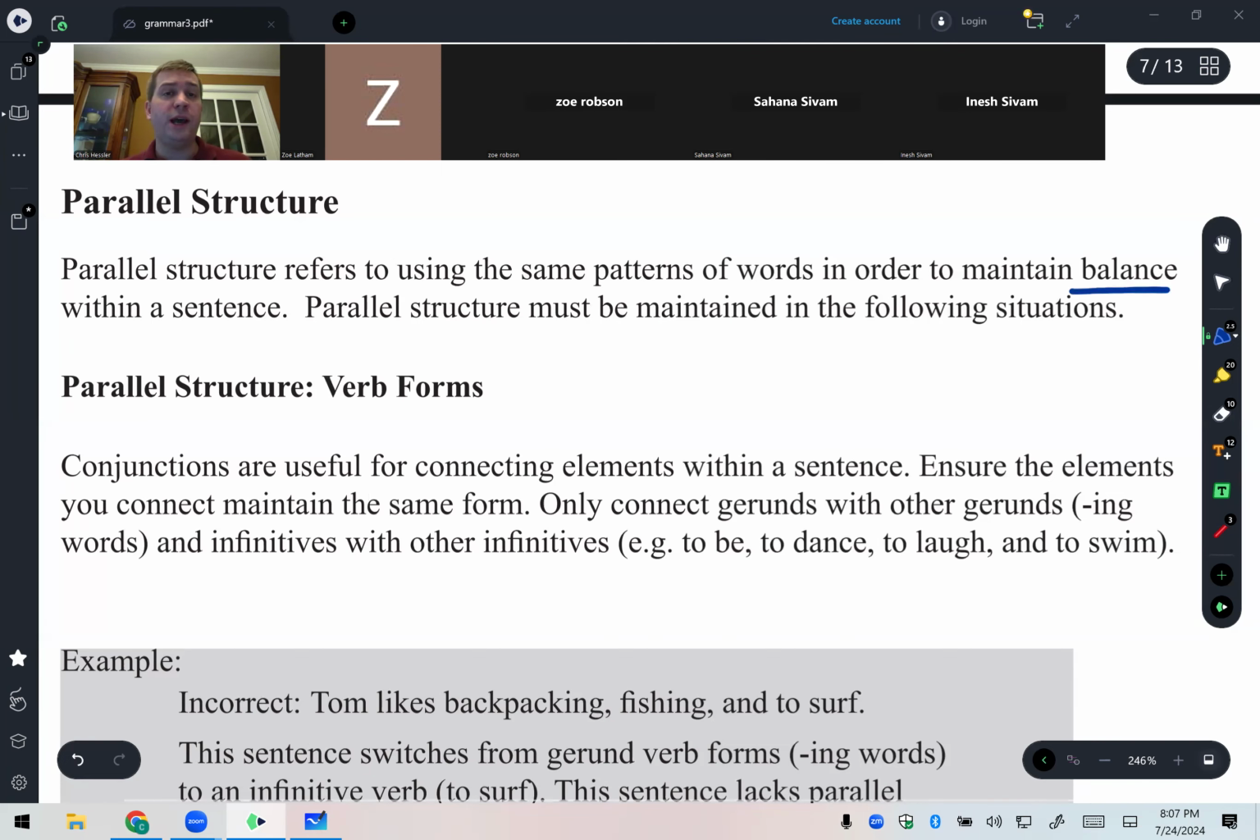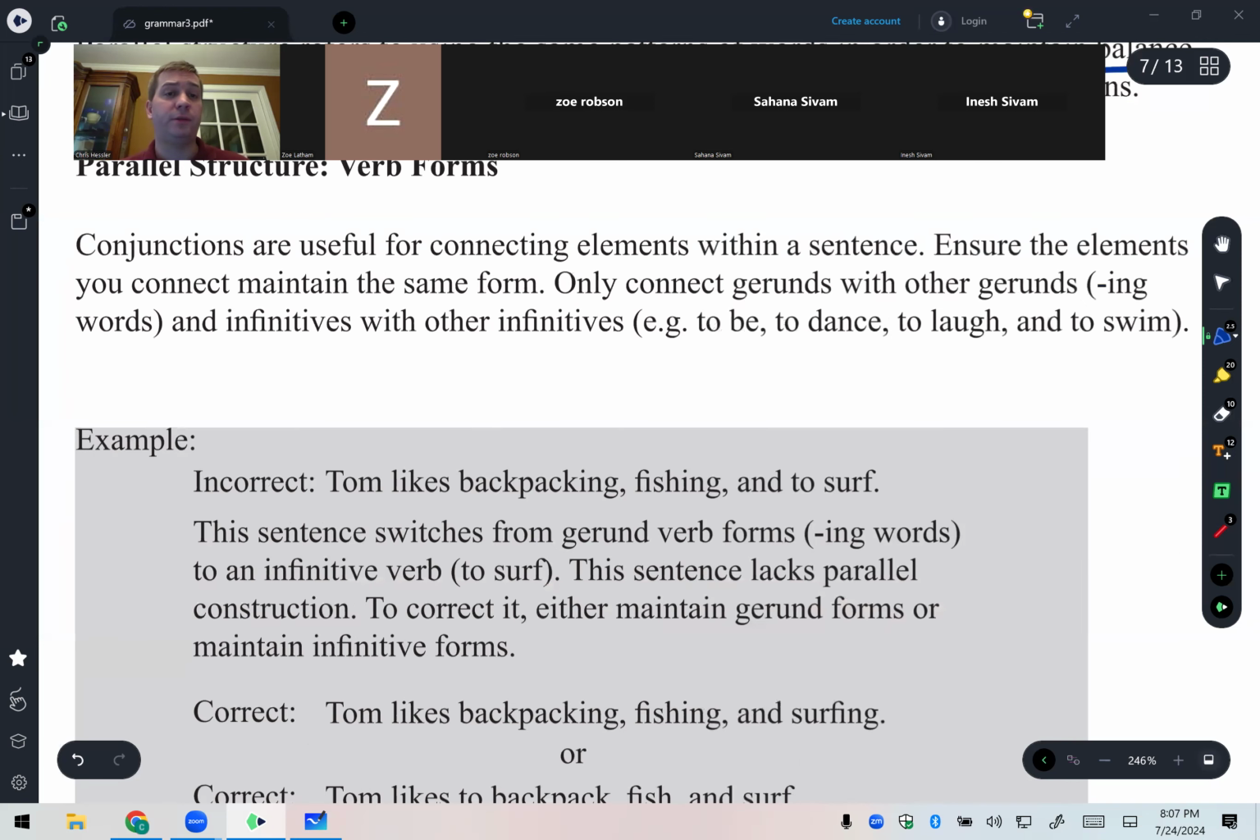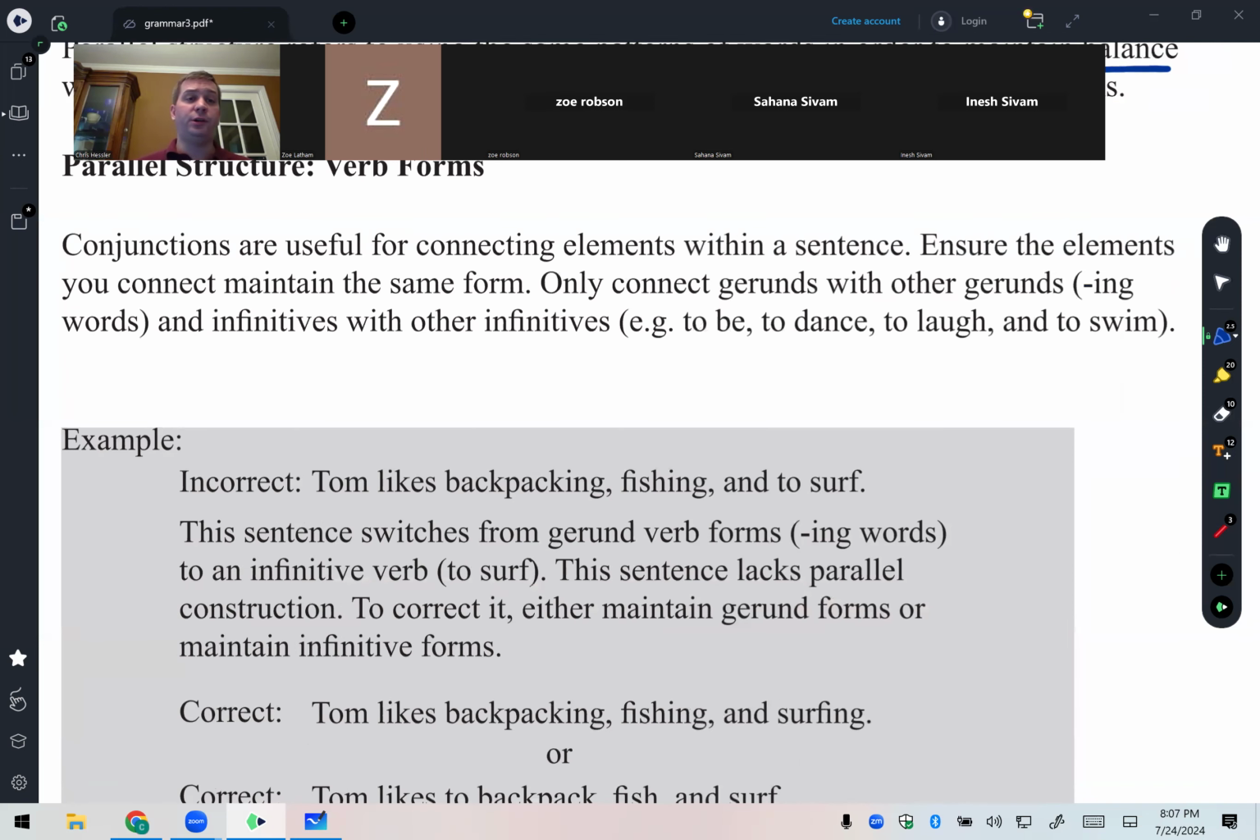So we can have ing verb forms, that is, we can have gerunds. We can also have infinitives. To be, to hike, to swim, to surf, to backpack, any of those "to" forms, those are infinitive forms. And the idea here is that it is incorrect to mix them. Just pick one or the other. We can pick the ing forms. We can pick the infinitive forms. Just maintain verb form.